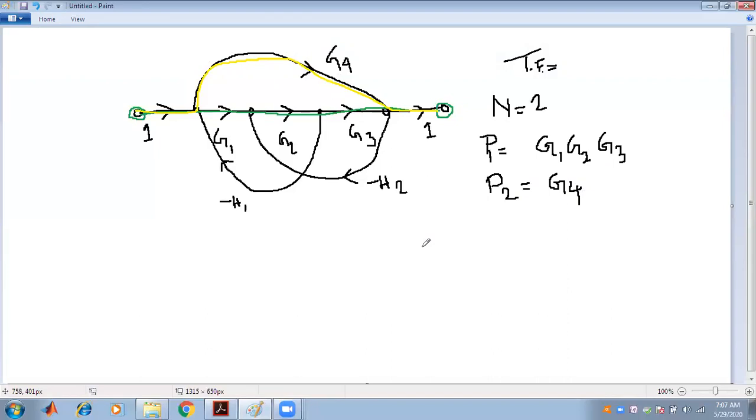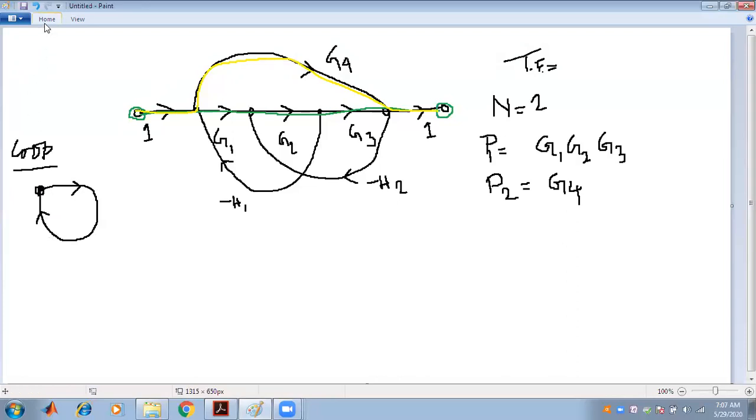So now we have to concentrate on the loops. What does a loop mean? A loop means that a graph starts from a particular node and returns back to that node. This is the definition of a loop: if it started from a particular node and comes back to that node, this is called a loop.